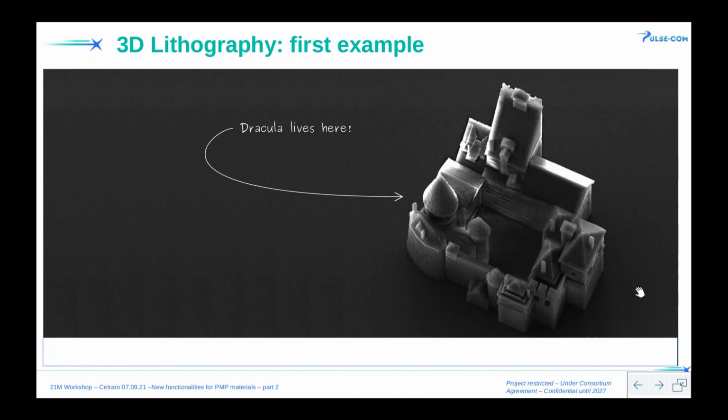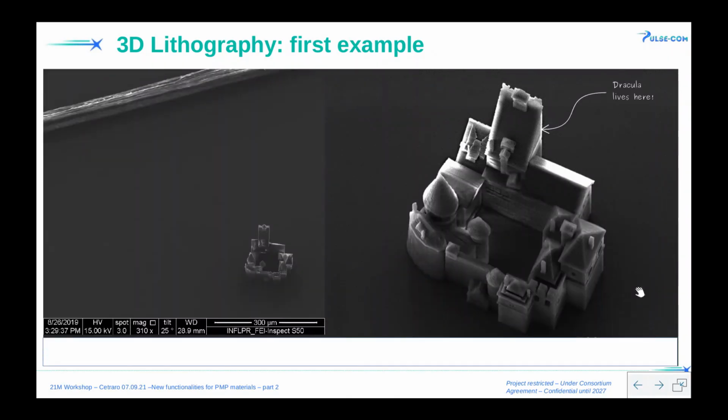Now, this is an electron microscope image. There's something missing from this image. Can anyone tell? The scale, exactly. The first thing you do when you have a microscopy image is put the scale on it. On the right side, you have the same kind of castle, where the scale is 300 microns, and on the left part you have a human hair, so that you can imagine the size of the castle.